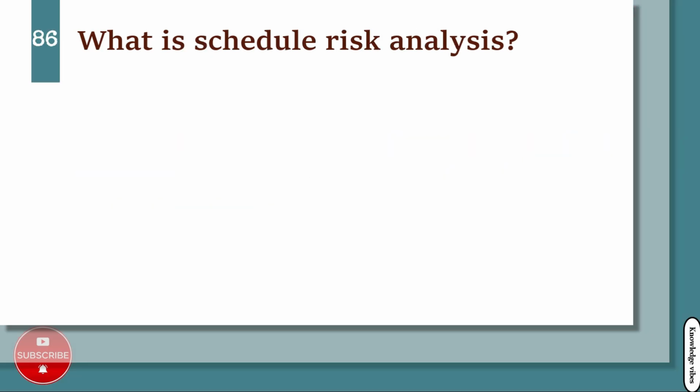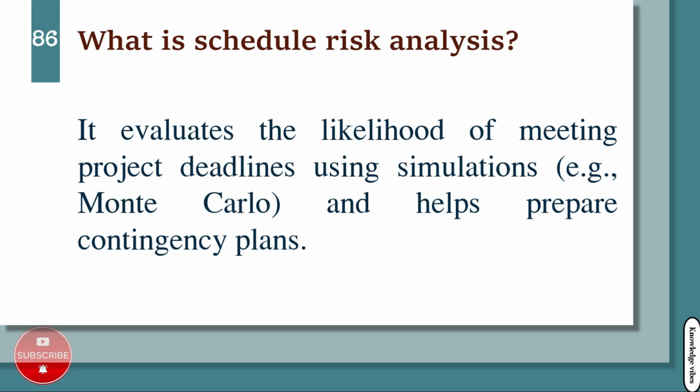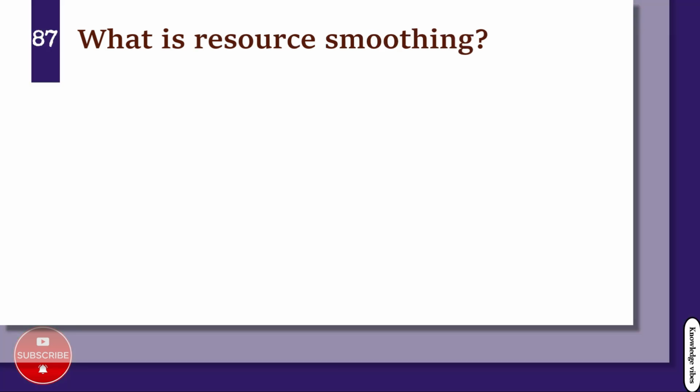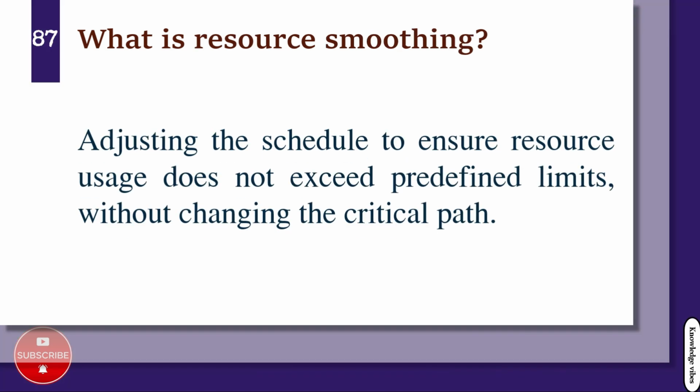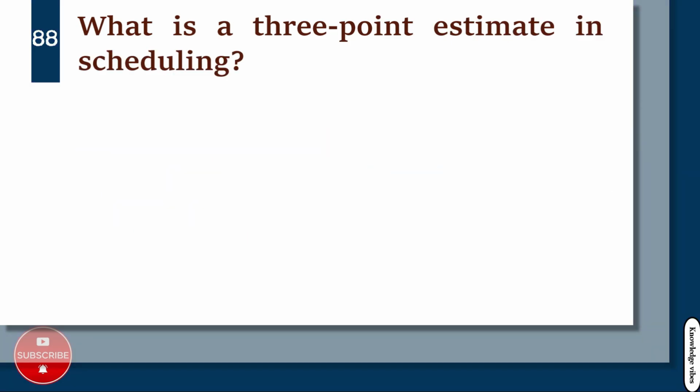What is schedule risk analysis? It evaluates the likelihood of meeting project deadlines using simulations, e.g., Monte Carlo, and helps prepare contingency plans. What is resource smoothing? Adjusting the schedule to ensure resource usage does not exceed predefined limits, without changing the critical path.